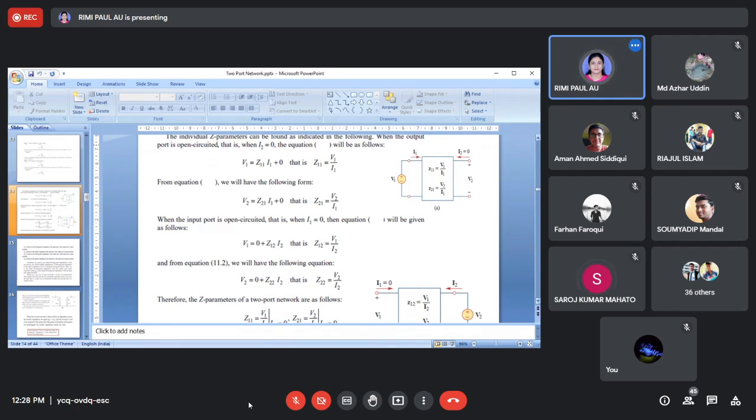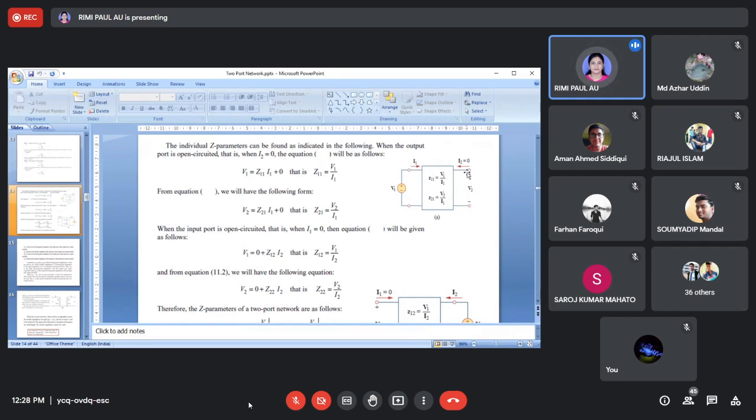Now, if I2 is 0, what can we measure? If you have a multimeter, you can measure the supply voltage V1, the current I1, and the voltage V2. So in the first case, V1, I1 and V2 are known to us. What ratios can we get to find the impedance? Either V1 by I1 or V2 by I1.